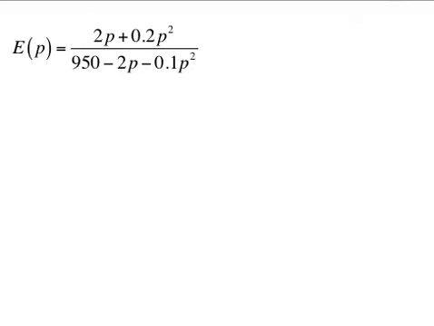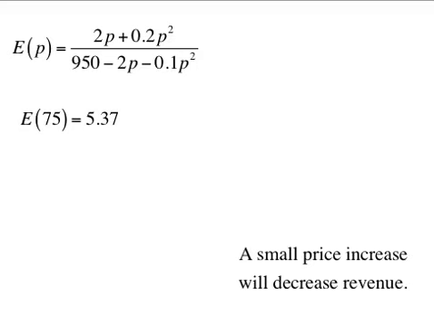Now again, here's our formula for E of p that we did on the previous line. And if we plug in 75, we get 5.37. So what does that tell us? Well, that is much greater than 1, so a small increase in price will decrease revenue, and in fact, any increase in price will decrease overall revenues. And that will conclude this lesson.